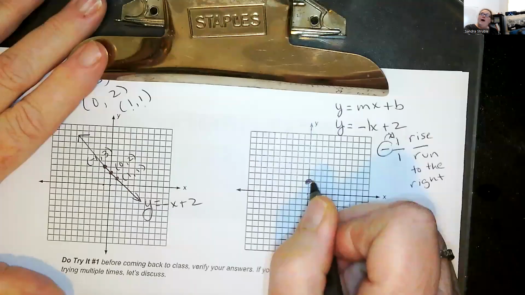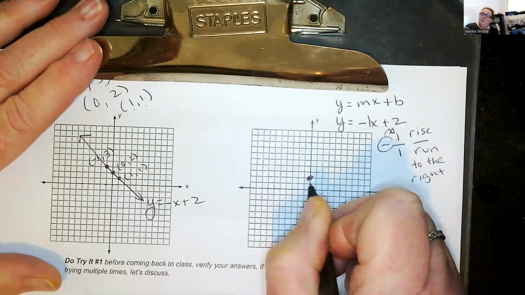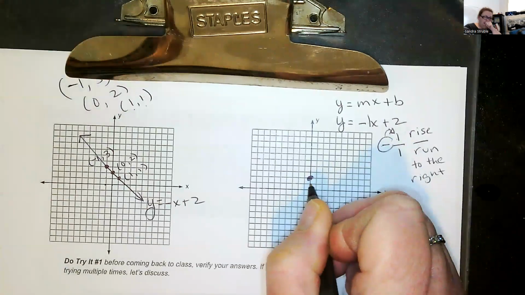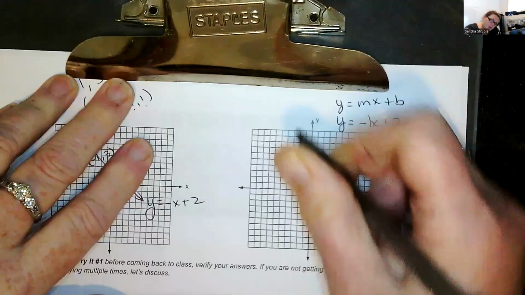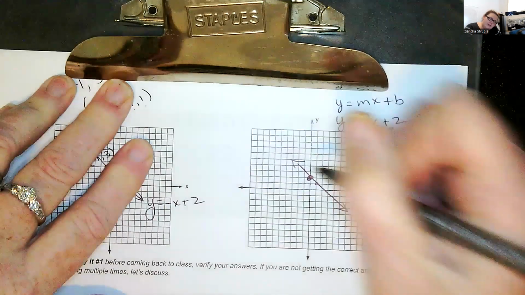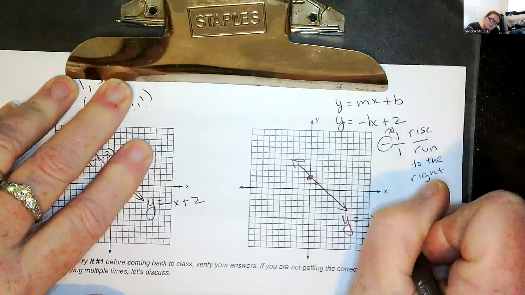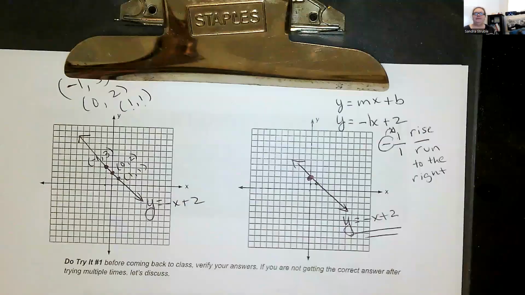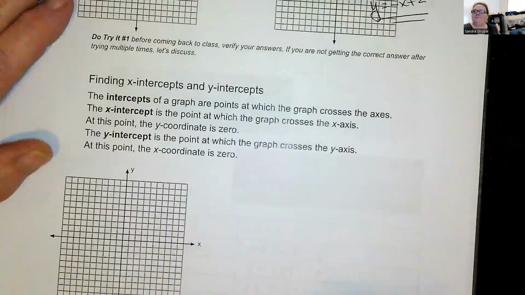So from the y-intercept, not the origin, from the y-intercept, we're going to come down 1 because that's the numerator. And then it has, in the denominator, run 1. So we're going to run to the right 1, place our point, and there's our line. And the last thing you do here is just name your baby. Y equals -x plus 2. All right, that's it. If you'd like to see more of that, just let me know.